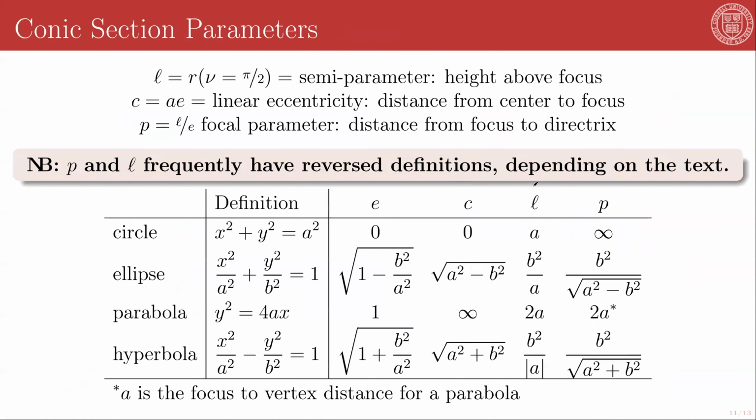So in your handout, there's just a table summarizing all of this information and giving the basic equations in Cartesian coordinates for the various figures. And again, the only thing to be careful of here is that in the case of a parabola, we are redefining A as the focus to vertex distance because the semi-major axis is effectively undefined and the linear eccentricity is infinite. You can also think of the semi-major axis as being effectively infinite because the equations break down in this one case.